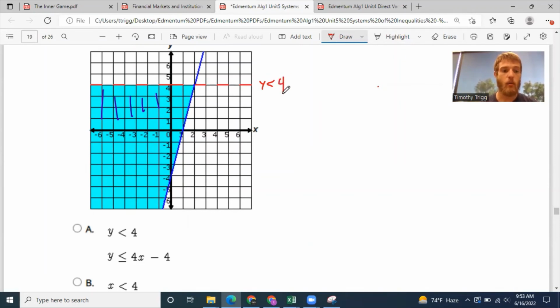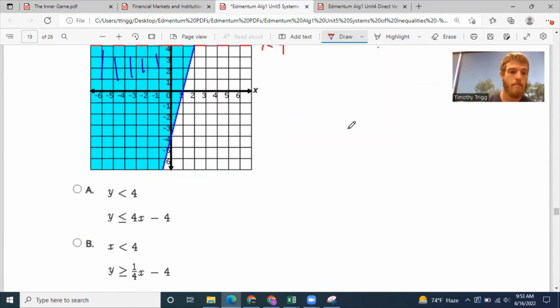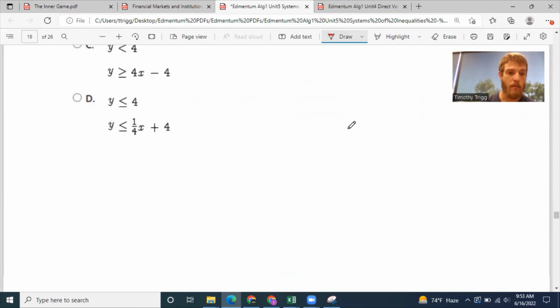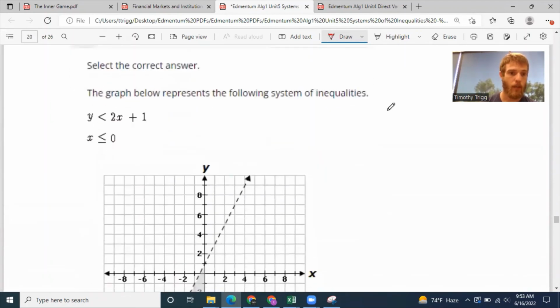Okay, so that's the inequality for that one. See if you can find the inequality for this blue line. Notice its y-intercept is -4 and its slope is up 4/1. And it's shaded above and it's a solid line.